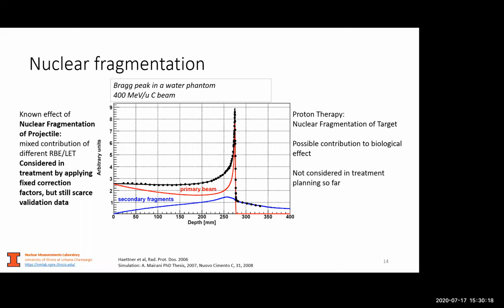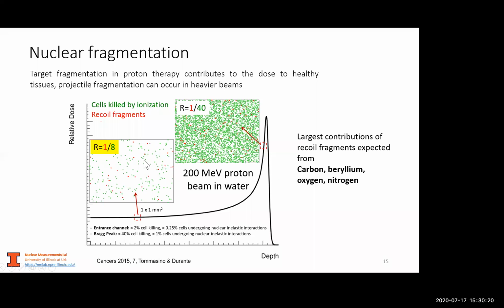And this figure also has a nice representation of the ratio between the recoil fragments and the cells killed by ionization. So at the Bragg peak, we have the maximum ionization density, and the recoil fragments are really negligible. But they are 1/8 of the particles at the entrance. And larger contributions of these fragments are expected from carbon, beryllium, oxygen, and nitrogen.